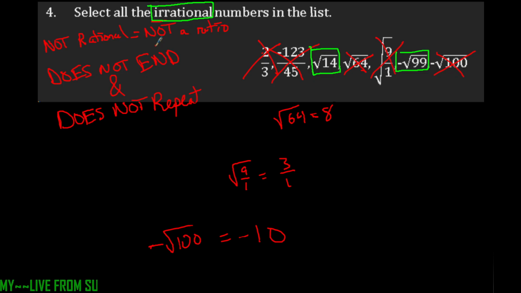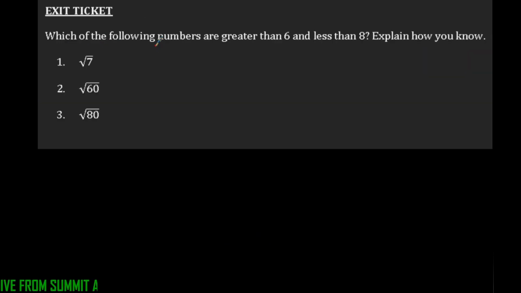For the exit ticket, I'm going to let you try this one out on your own, but it says which of the following numbers are greater than 6. So it has to be greater than 6 and less than 8. So try that one out. Be sure to finish both sides and turn in.